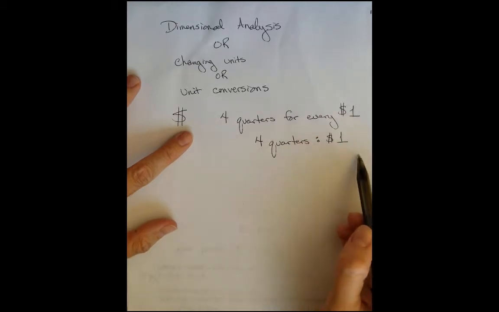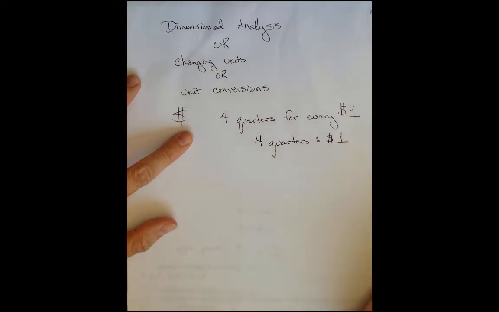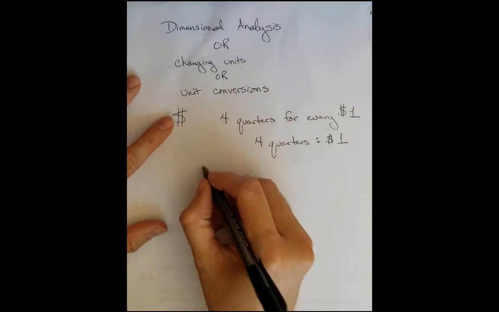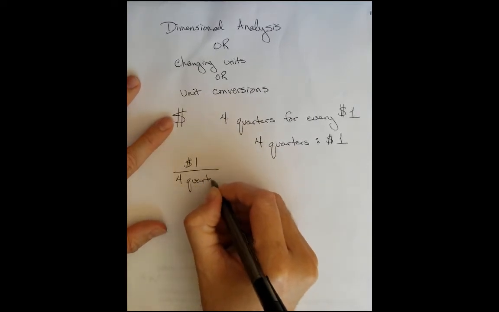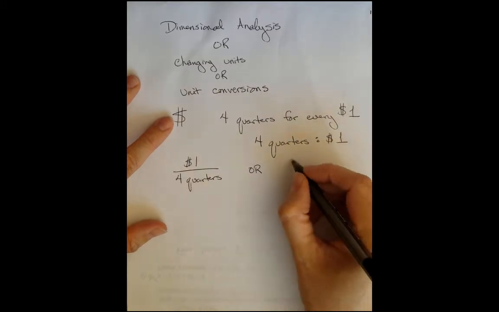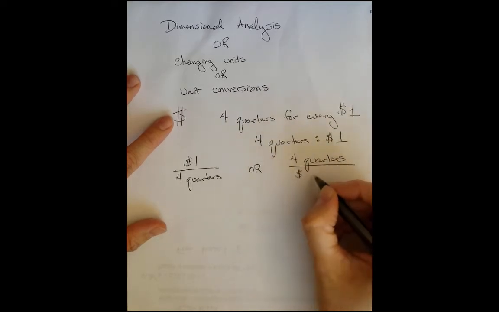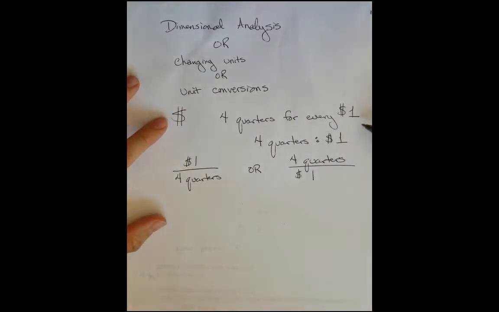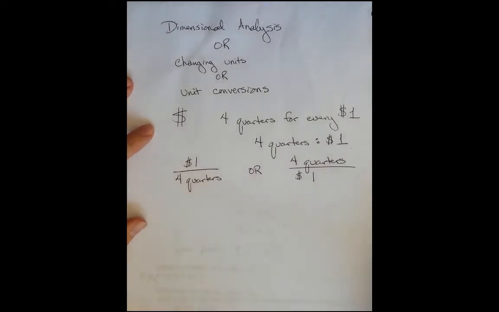Now, in addition to this ratio being identical to this 4 quarters for every dollar, I could also represent this as a fraction if I wanted to. So I could simply put my dollar over my 4 quarters, or I could do it the other way around, that there's 4 quarters in a dollar. So you'll notice that these are all different ways to represent it, but we're all trying to say the same thing. There's 4 quarters for every dollar, you have 4 quarters. It goes back and forth, it's a ratio. So it doesn't actually matter which way you say it, it's the same idea no matter what.